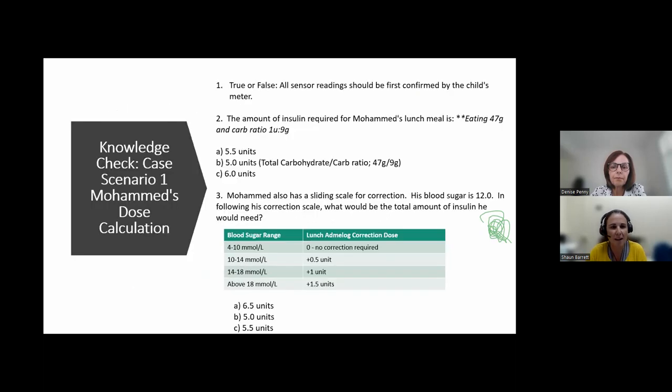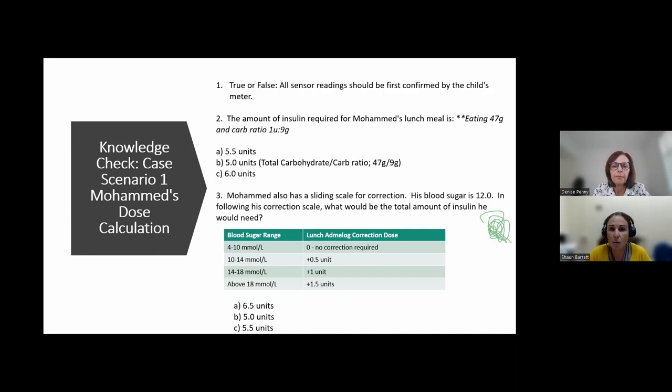So first one, true or false, and it should come up in a moment: all sensor readings should first be confirmed by the child's meter. So I'll let you answer that question. And just a reminder, all of the questions for this particular case show up in this one poll, so you have to scroll down to see all the other questions. I'll just read them out loud too, and I can see it on my screen here too.